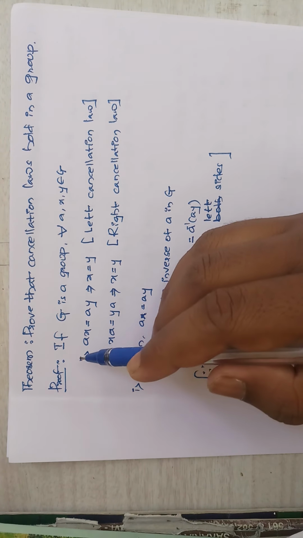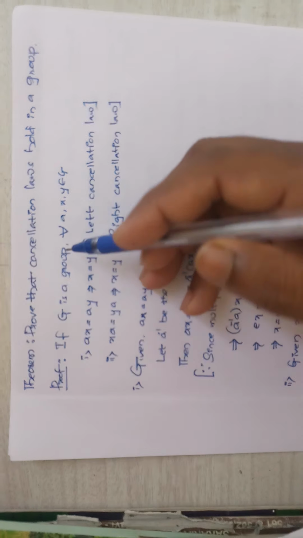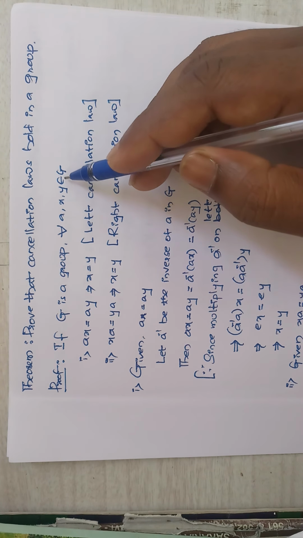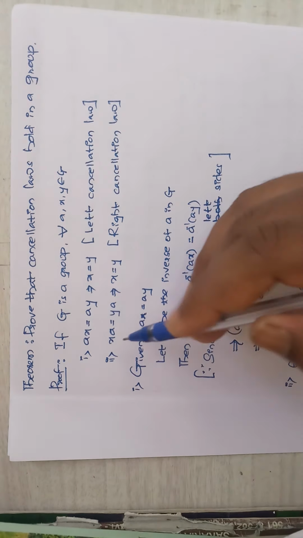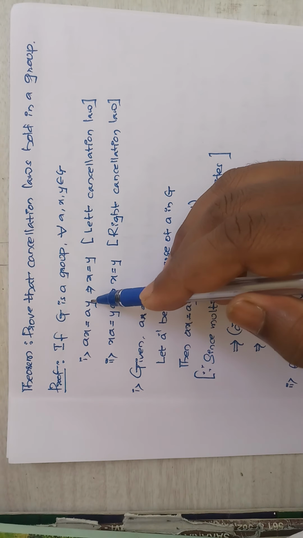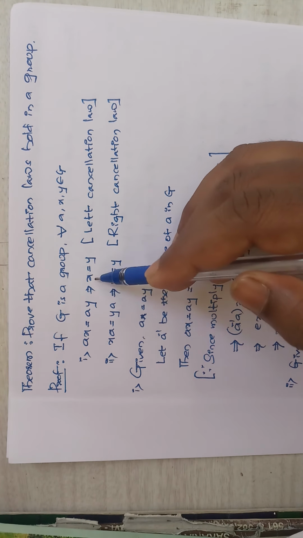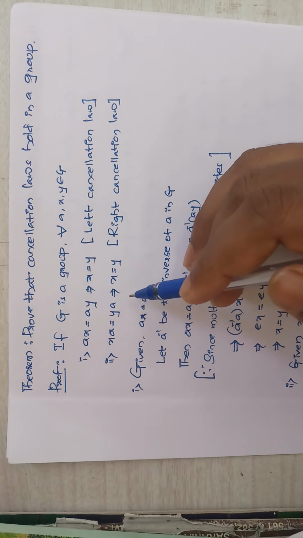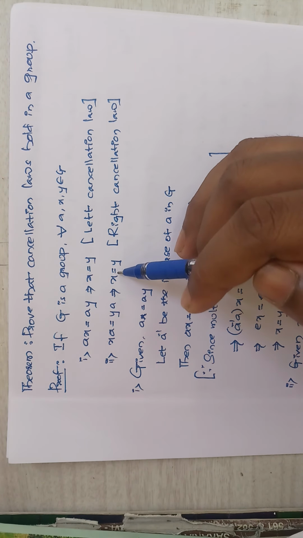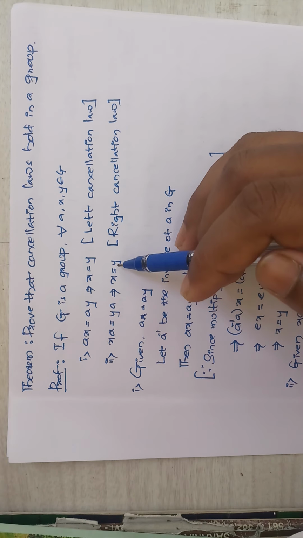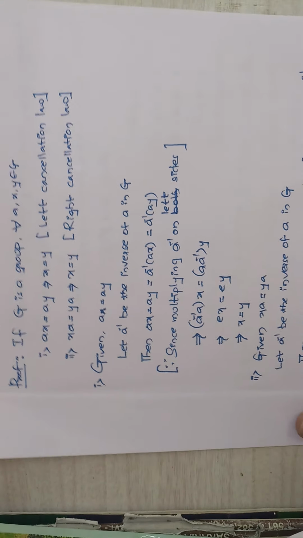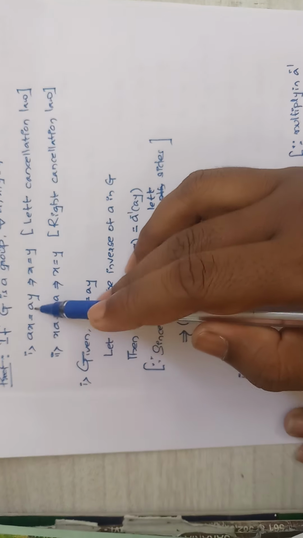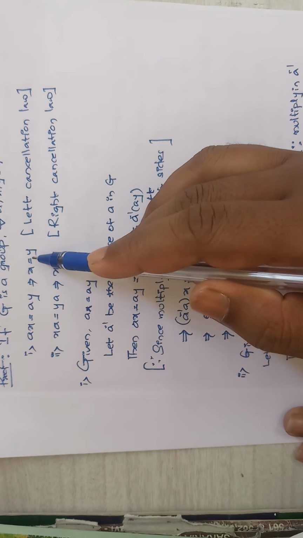The proof is: if G is a group, for all a, x, y belonging to G, then if ax is equal to ay, using the left cancellation law we can write x is equal to y. If xa is equal to ya, using the right cancellation law I can write x is equal to y. So first we say ax is equal to ay implies that x is equal to y.